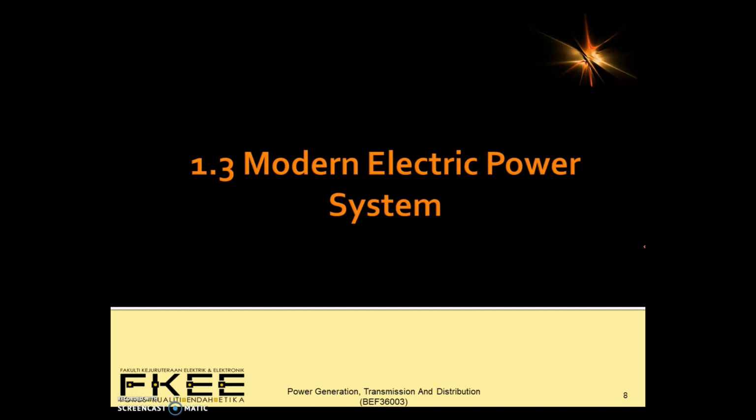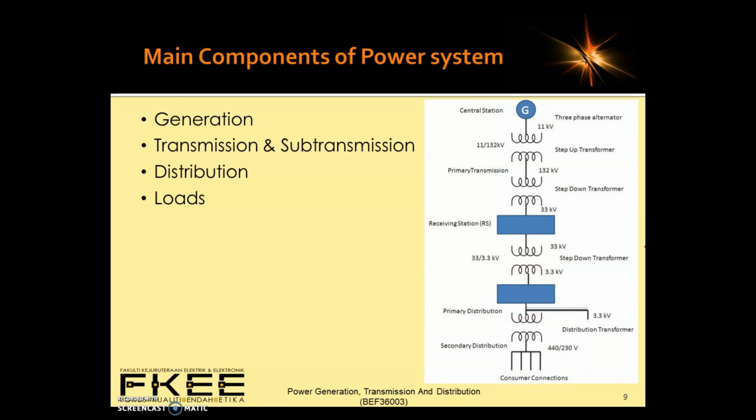Okay, then we go to the modern electric power system. So what is the modern electric power system? This electric power system has four main components, which are the generation, the transmission and substation, the distribution, and also the loads. So these four components contribute to the modern electric power system here.